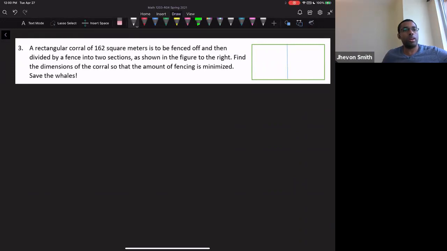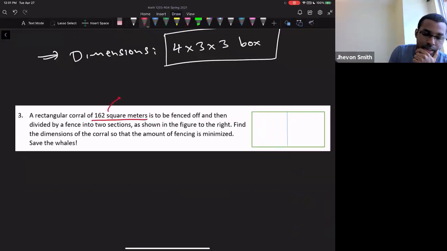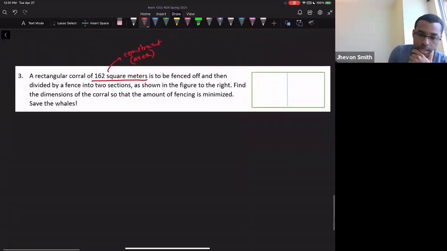So here is another optimization question. Notice that we have a rectangular corral of 162 square meters. That's given. So this is your constraint. You'd also notice that it is square units, so that's area. It's to be fenced off and then divided into 2 sections as shown in the figure beside it. Find the dimensions of corral so that the amount of fencing is minimized.